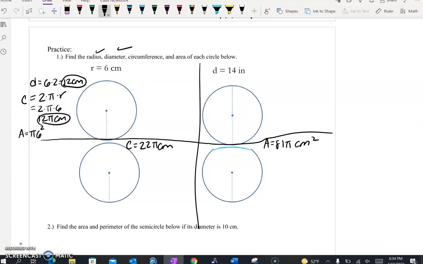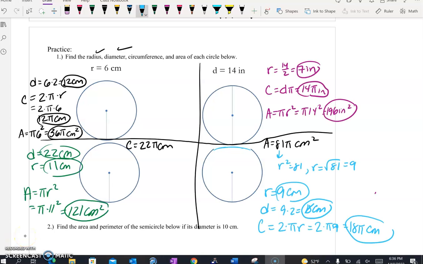And 6 times 6 is 36. Rather than write pi 36, most people prefer to put the number in front like a coefficient, like how we would write 36x rather than x36. And then my units for area, rather than just centimeters, are going to be centimeters squared. So this is really just practicing those new vocabulary words and making sure that you guys are comfortable with them. So go ahead and pause and try these next 3 out for practice.